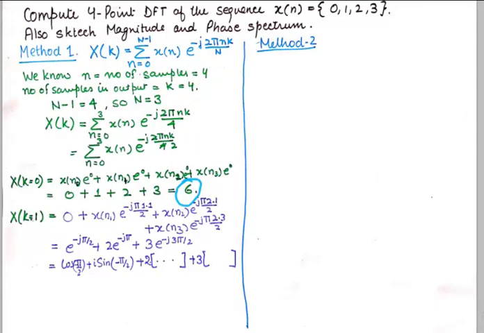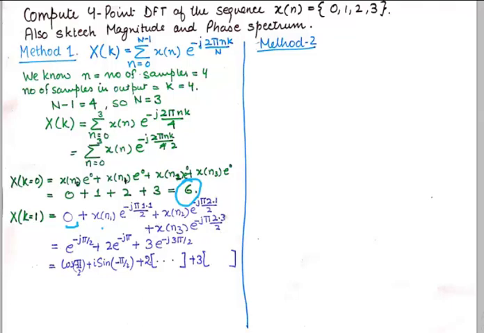And similarly, when we put k equal to 1, we get x of n. This term, by the way, becomes 0. x of n e raised to the power minus j pi 1 into 1 upon 2, e raised to the power minus j pi 2 into 1 upon 2. n varies from 0 to 3, you know that. So this is 2 into 3 upon 2.